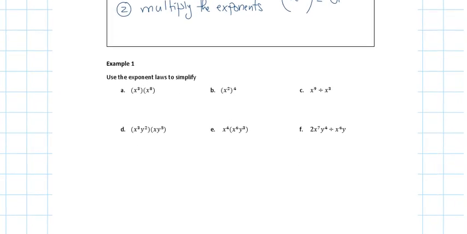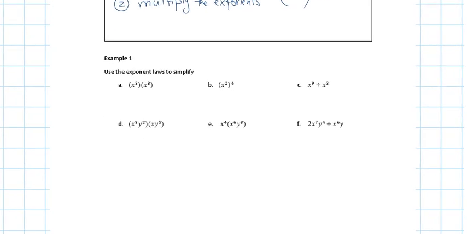So use the exponent law, simplify. The first one I have x to the power of 3 times x to the power of 8. So I'm using which law? The product or the multiplication, right? So if I'm using that, what do I do with the exponent? Add. So that's going to be x, 3 plus 8, which is x to the power of 11.